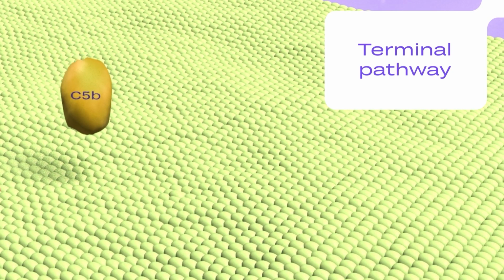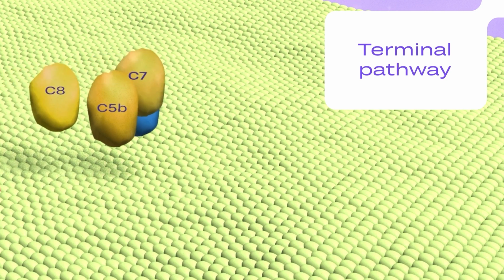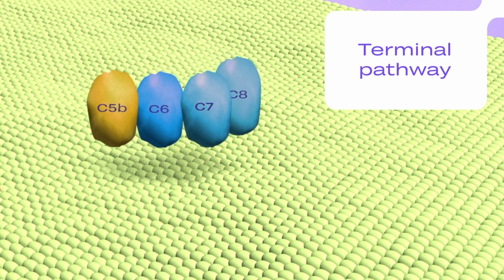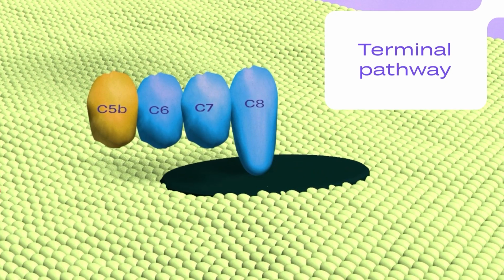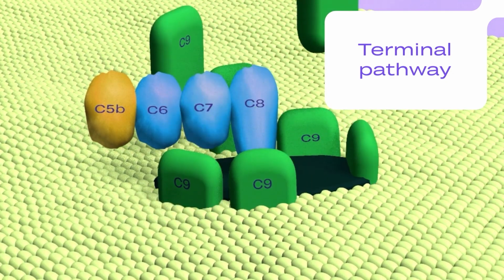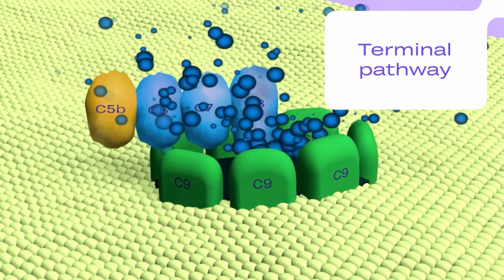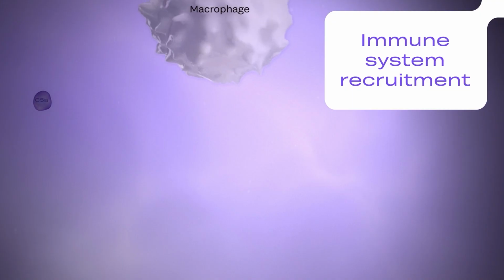C5b binds to the cell surface and recruits complement system proteins C6, C7, C8, and multiple C9s to form the terminal complement complex, TCC, or membrane attack complex, MAC. MAC forms a pore in the cell wall, allowing for an influx of extracellular solution via osmosis, ultimately leading to lysis and cell death. Complement system immune system recruitment.